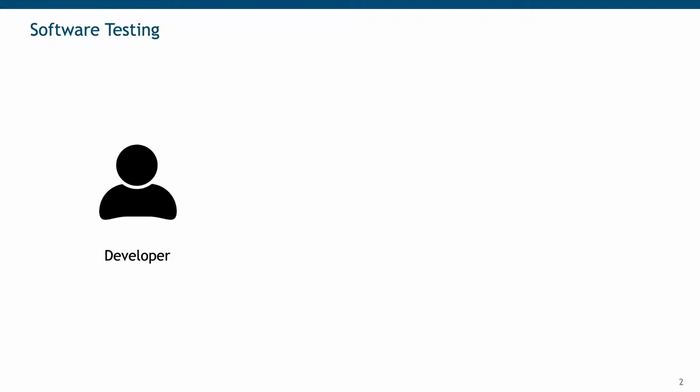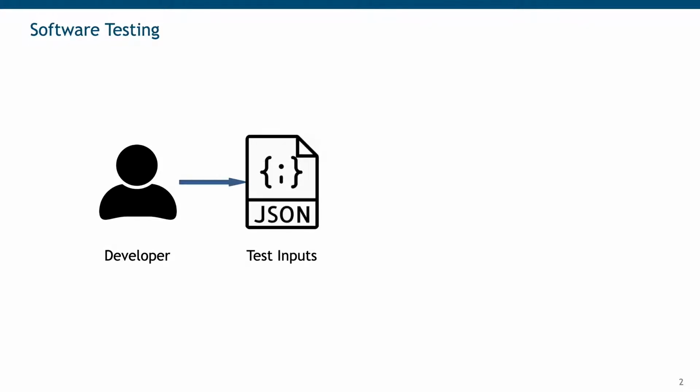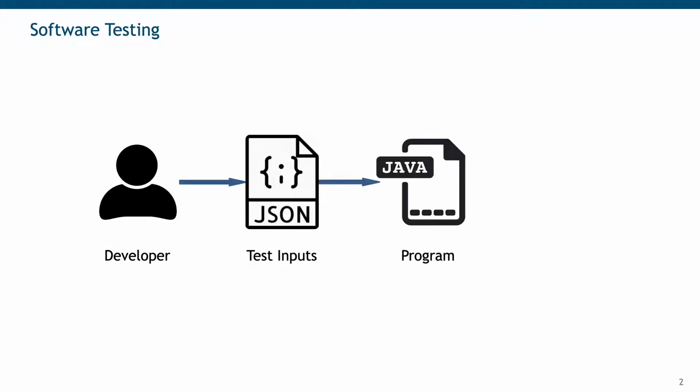During software testing, developers are saddled with the task of generating appropriate test inputs to exercise the program. So for instance, creating appropriate JSON files to exercise a JSON interpreter written in Java and making sure that the expected output is observed.